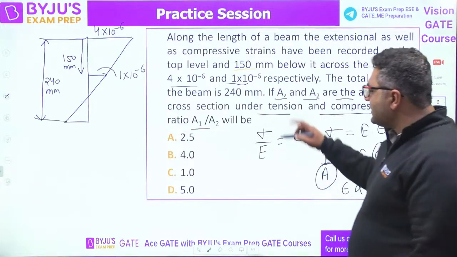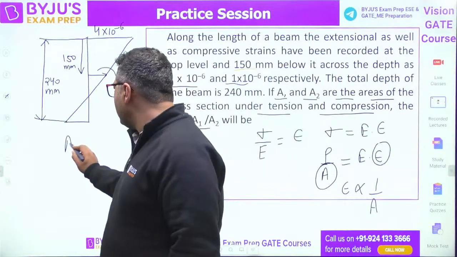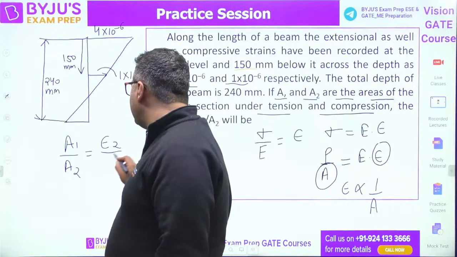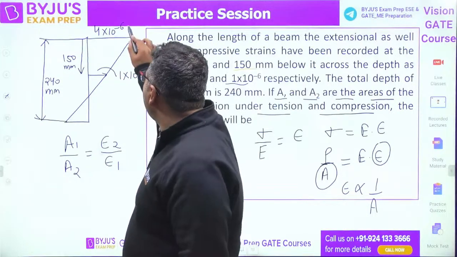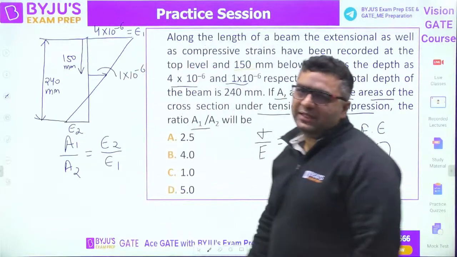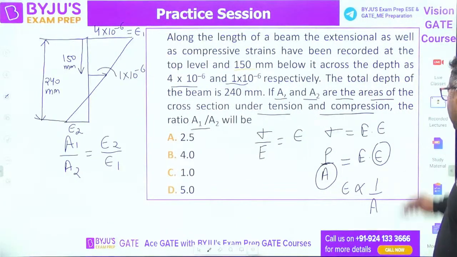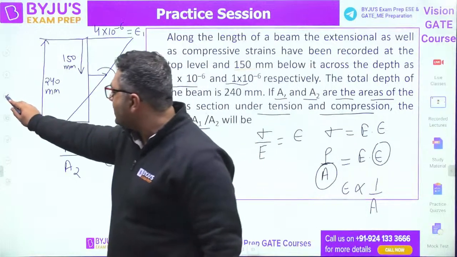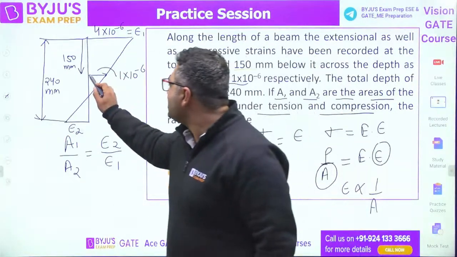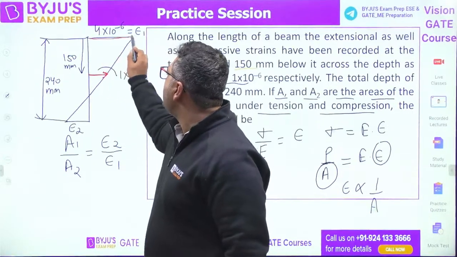So if they are asking the ratio of A1 to A2, it means you need to find out the ratio of epsilon 2 to epsilon 1. Here I feel this is epsilon 1, this is epsilon 2. Now by using the similar triangle, you can find out epsilon 2 because epsilon 1 is given to us. First of all, what we will do? This strain is known to us.